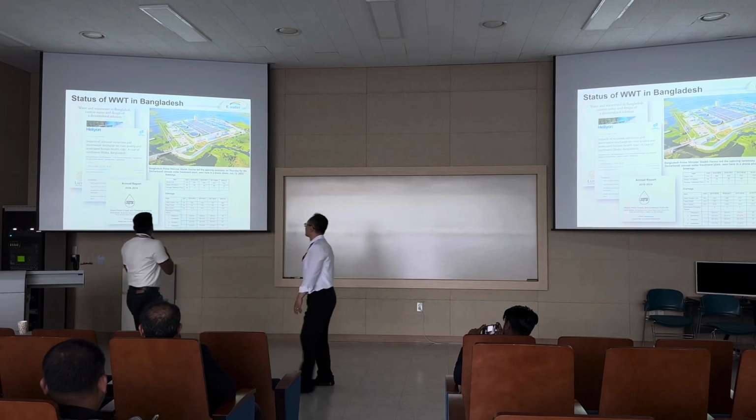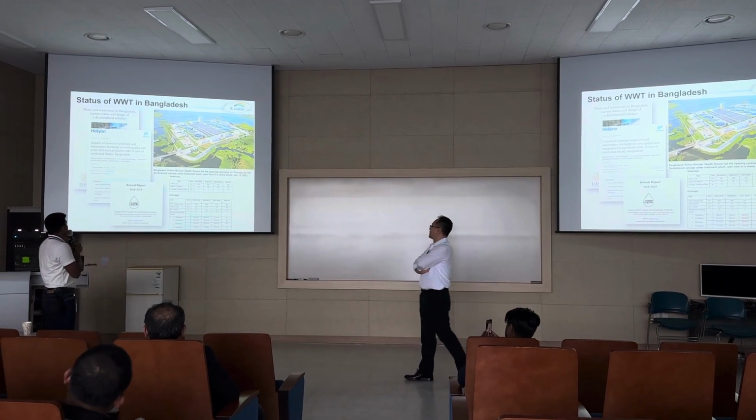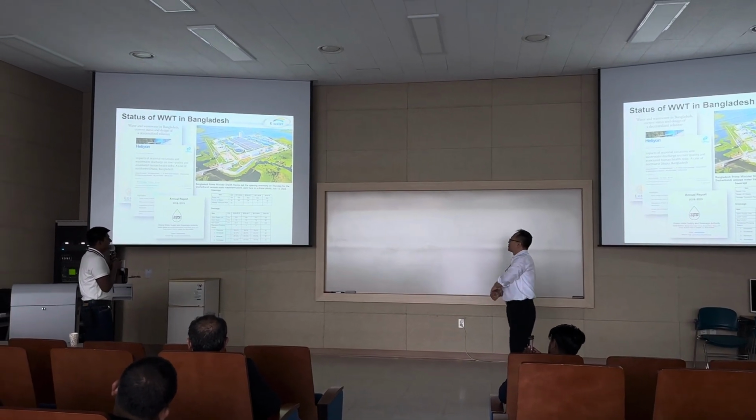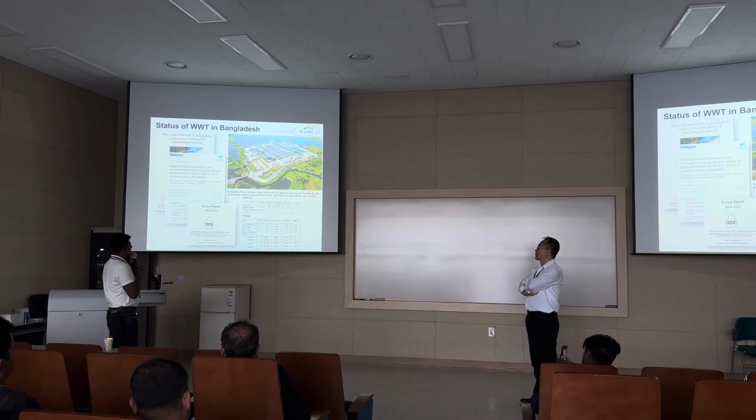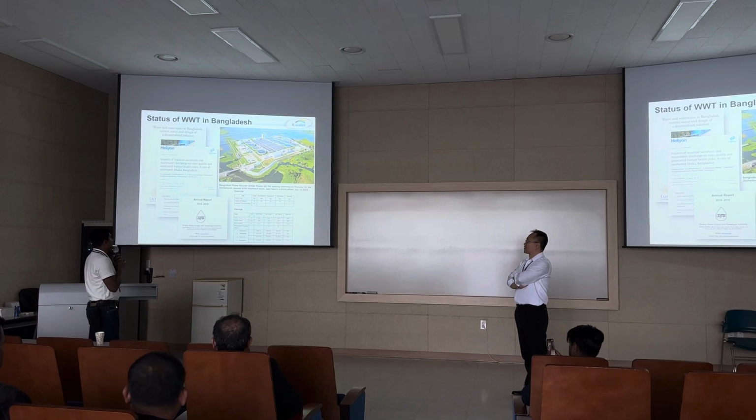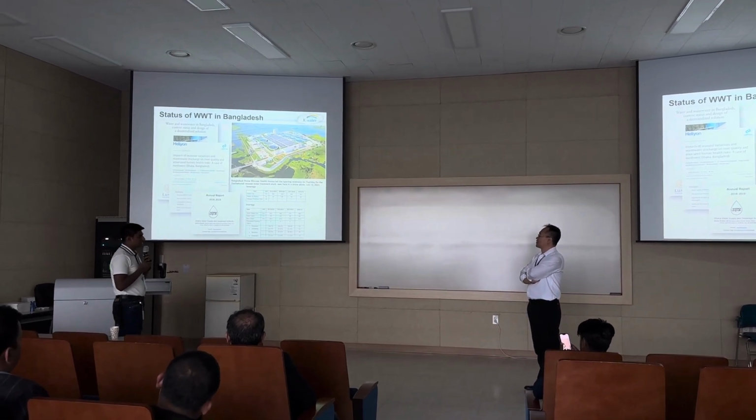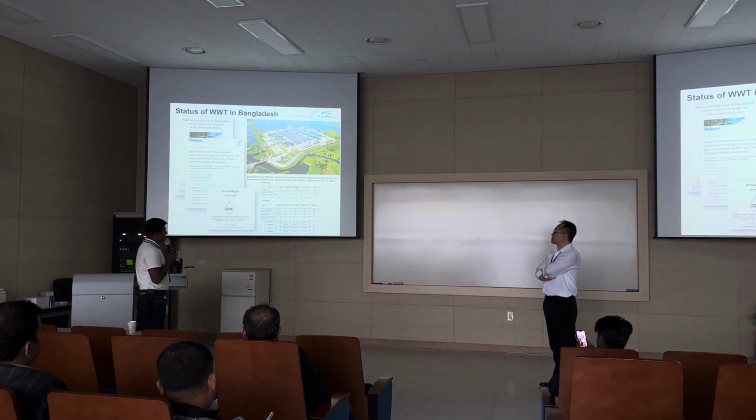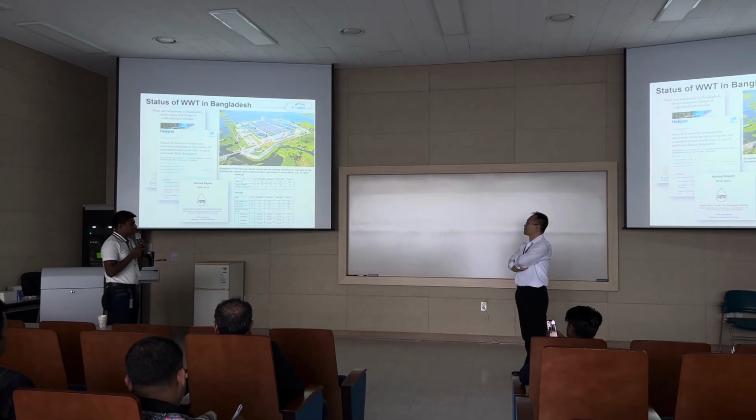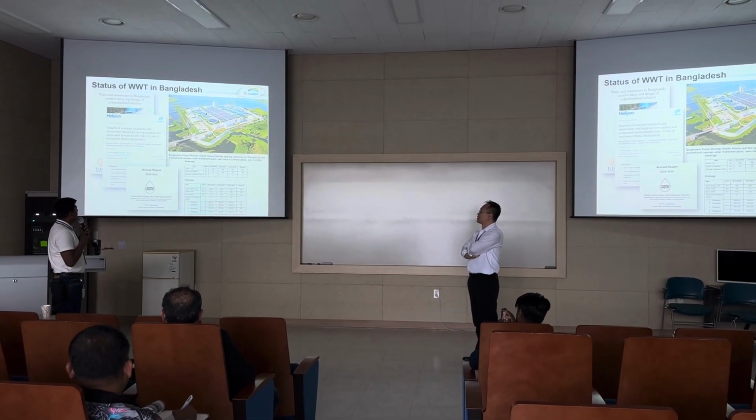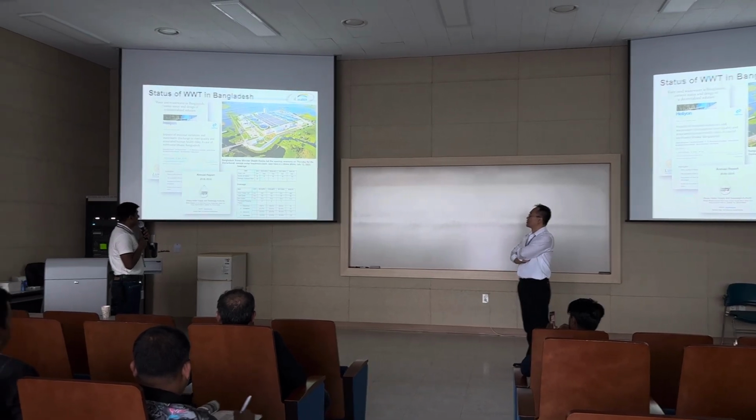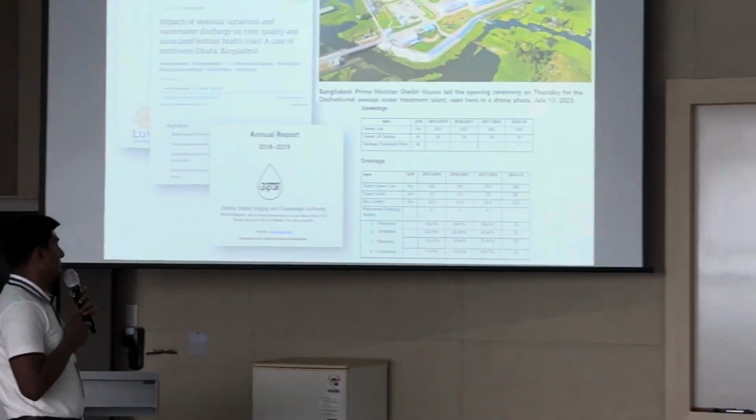Okay. So these are the pre-treatment units. After that, it goes into the primary sedimentation tanks. The main purpose of the primary sedimentation tanks is to remove the excess suspended solids. In here, we achieve up to 60% suspended solid removal, and the diameter of the sedimentation tanks is 50 meters, the hydraulic diameter.